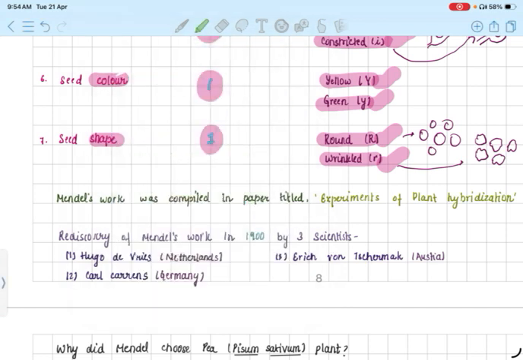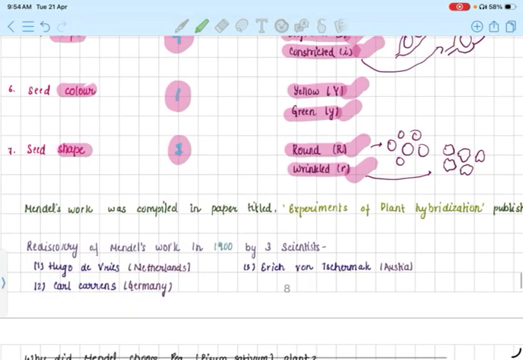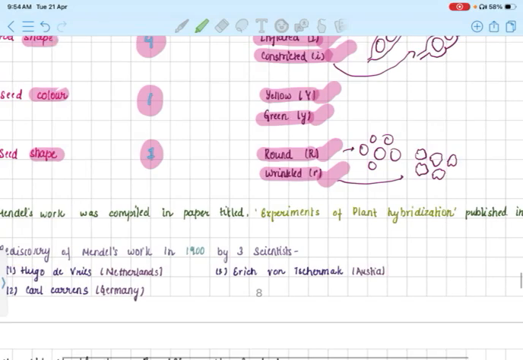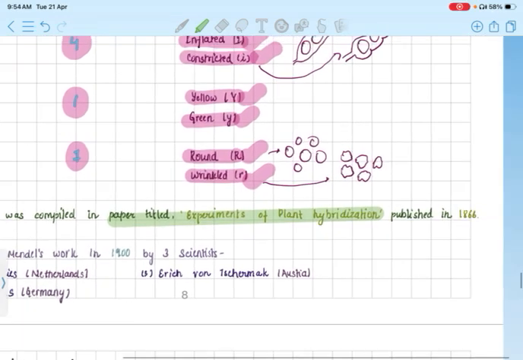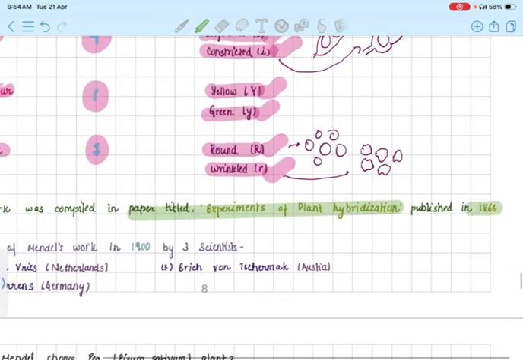Mendel did his experiment, and he wrote a paper entitled "Experiments on Plant Hybridization," and his work was published in 1866.